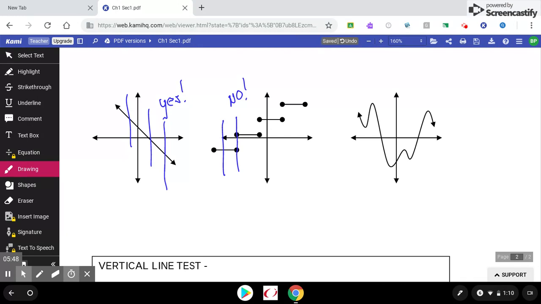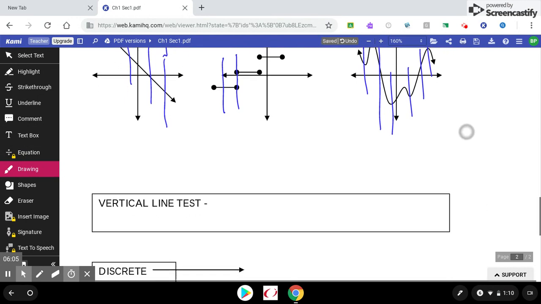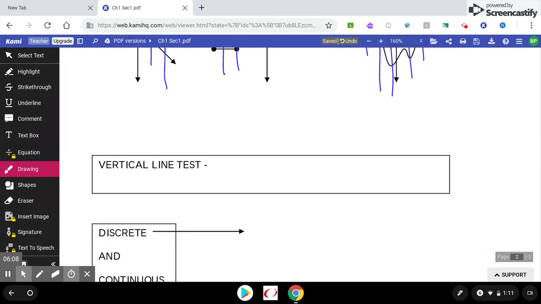So even though this last graph is pretty crazy looking, I hit it once, once, once, once, once. There's no way I can hit that vertically more than 1 time. And that makes that guy yes. He's a function. So the graphing portion is pretty easy, just a matter of remembering it. So it's called the vertical line test. I'm not going to give you a definition for that because you just saw it demonstrated. So vertical line test means there will be no multiple x's.